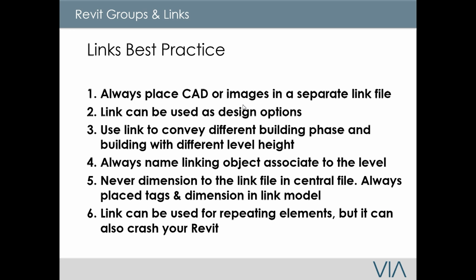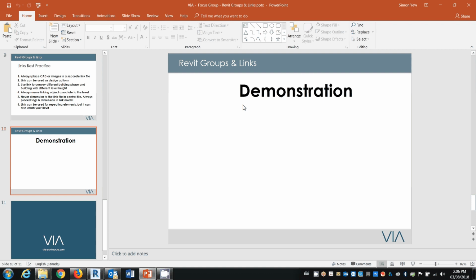I had a scenario where this did happen. I had 30 door schedules within a project, and when I created a schedule referencing only one link, it crashed the whole Revit without warning. So try to avoid that as much as possible. You want to test it out to find the limit. Okay, so that's basically the link best practice. Right now we're just going to move on to the demonstration.